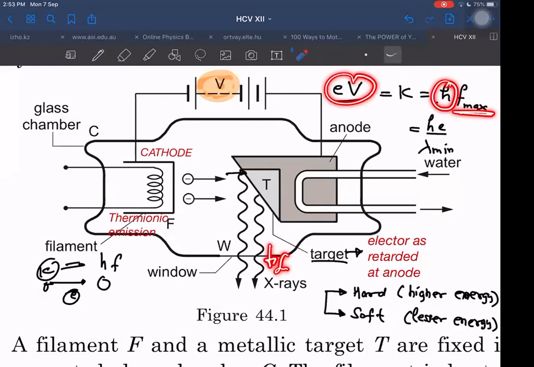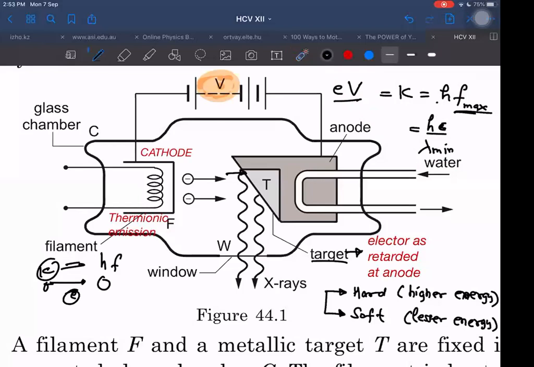Similarly, what is the minimum possible wavelength of the X-ray? The minimum possible wavelength will be obtained by this formula again. Lambda minimum equals hc by eV. But it does not mean I have just one wavelength. I have other wavelengths possible, which are all greater than lambda minimum.